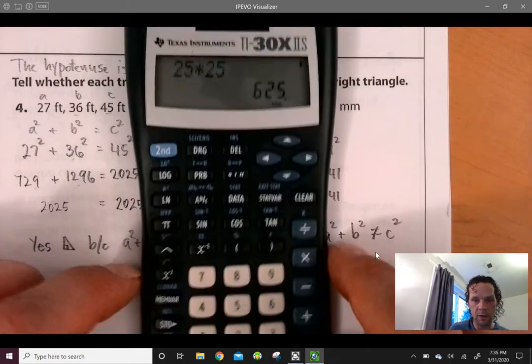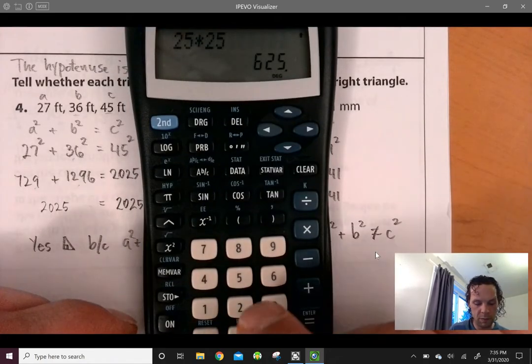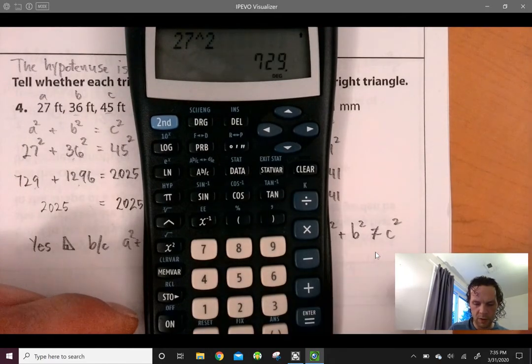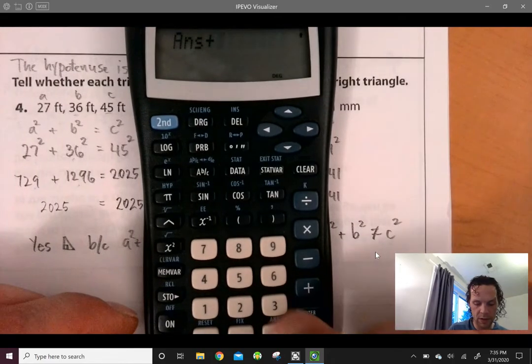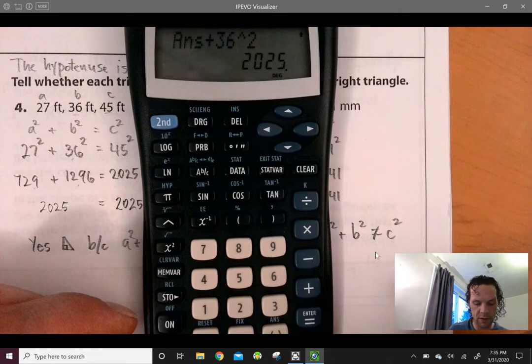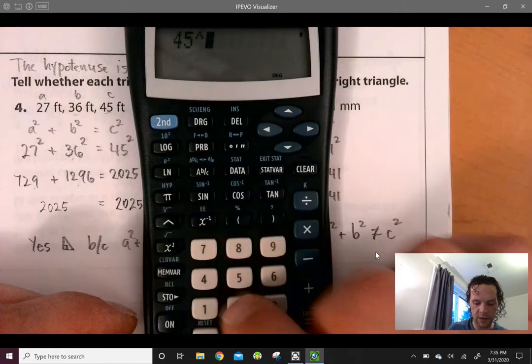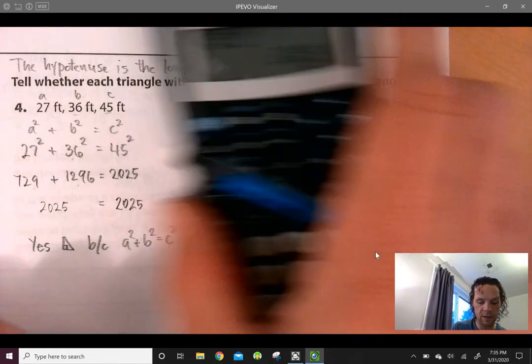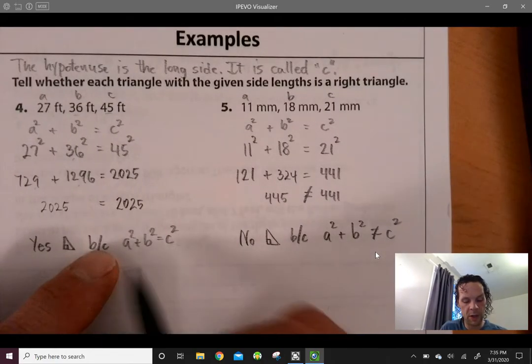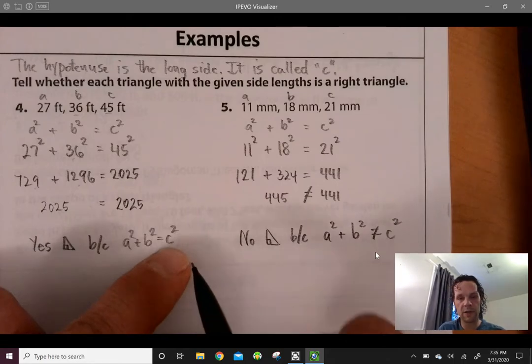If I maybe made some mistakes, 729 plus 36 to the second power is 2025, and 45 to the second power is the same thing. Those values are equal. So yes, it's a right triangle because a squared plus b squared equals c squared.